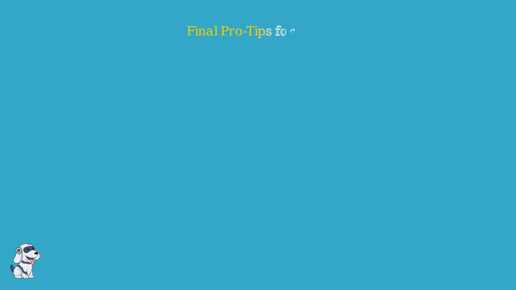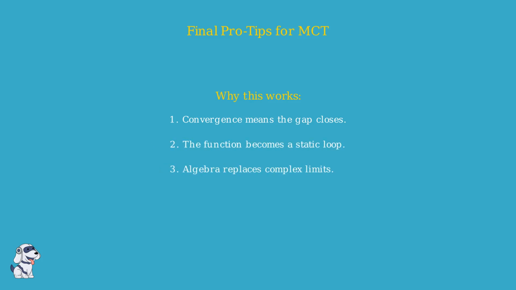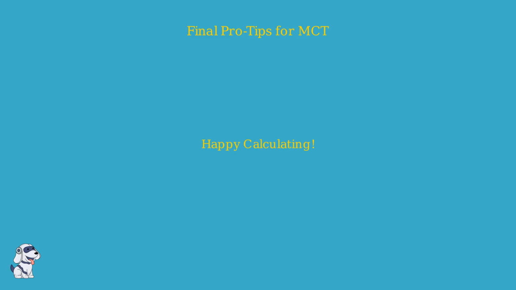To master the monotone convergence theorem, remember this crucial shortcut. When you're ready to find the limit, treat it as a fixed point. Since the sequence converges to a limit L, both the input and the output of your recursive function approach that same value. By setting L equal to f of L, the recursive relation collapses into a simple algebraic equation. This works because convergence implies the difference between terms vanishes. It transforms a dynamic sequence into a static algebraic loop, saving you from complex calculus. Keep this fixed point trick in your toolkit, and you will navigate recursive limits with ease.